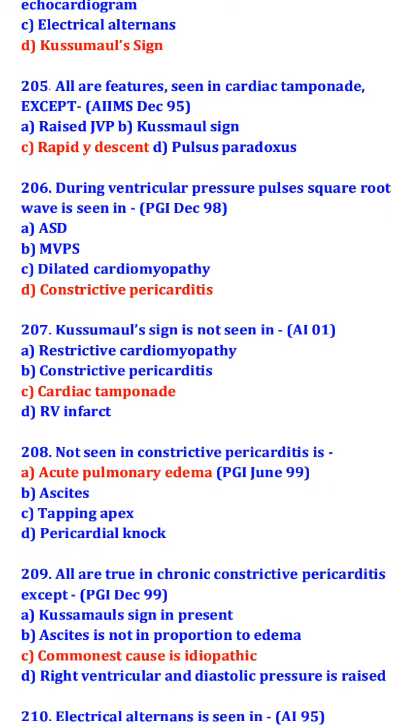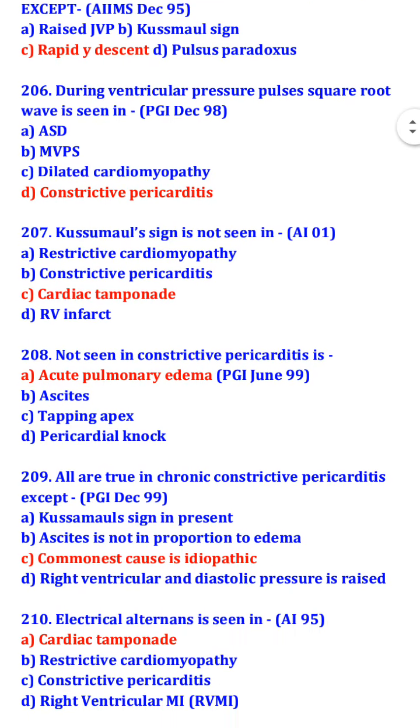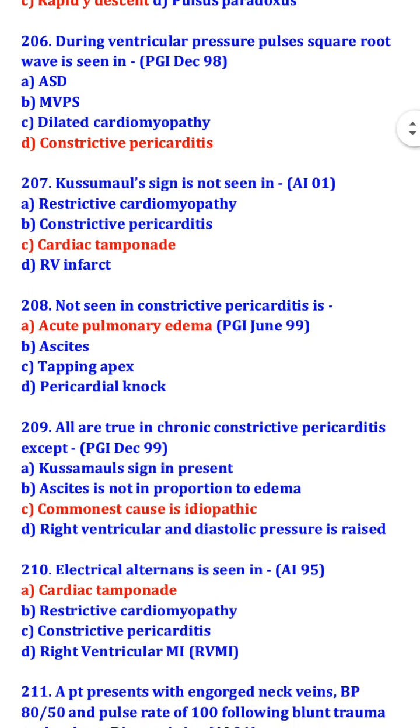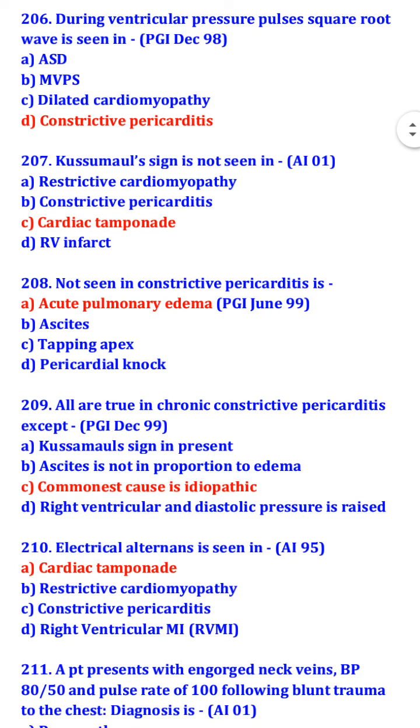It is seen in restrictive cardiomyopathy, constrictive pericarditis, and right ventricular infarct. Not seen in constrictive pericarditis is acute pulmonary edema. What is seen in constrictive pericarditis? Ascites, tapping apex, and pericardial knock.